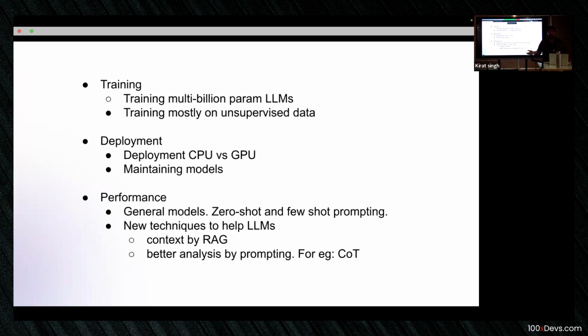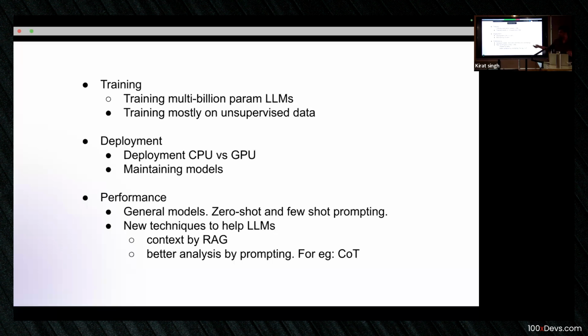And then maintaining models is huge. All the parameter weights of a 70 billion parameter model would be like 40 GB, 10 GB, 20 GB, right? And if you're training, multiple copies of these weights are created. How would you save them? How would you manage them? How would you train these models? So these are also some of the challenges people face.